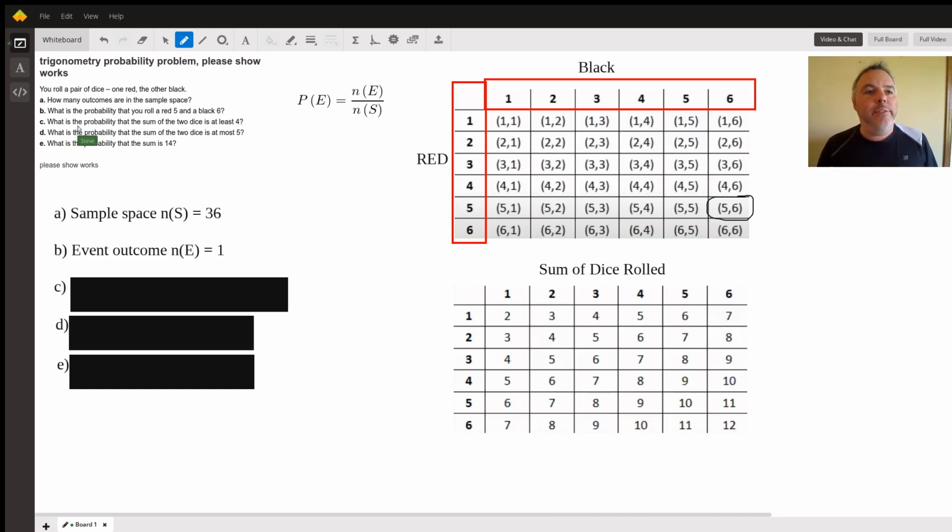So for the next question, C, it says, what is the probability that the sum of the two dice is at least 4? So notice the table that I have below here, this is now the sum of the dice rolled. So here again is our red and our black. But now if we roll a 1 red, 1 black, 1 plus 1 is 2, or 2 plus 1 is 3. So these are basically the sum if I add the two dice together. So that's what this table is showing. So again, it's saying the probability that the sum is at least 4. Okay, so basically here's 4, here's 5, it goes all the way to 12.